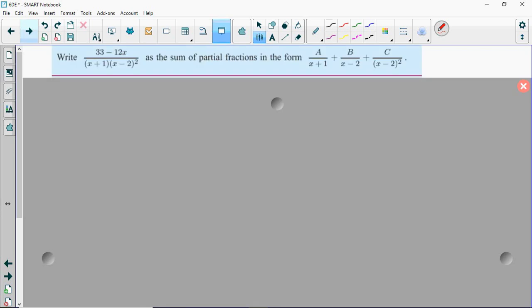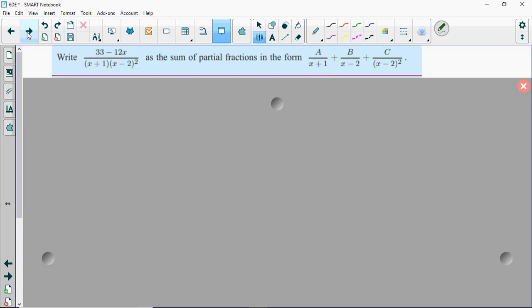So here's an example of that. Now, the question in this case told us to rewrite it in this particular form, where we have a single term divided by x + 1, because that factor only appears once, plus some constant divided by x - 2, plus another constant divided by (x - 2) squared, because we have that repeated term. But we didn't need to see any of that. We could have worked that out just from noting that we have one distinct factor, x + 1, and one repeated factor, x - 2.